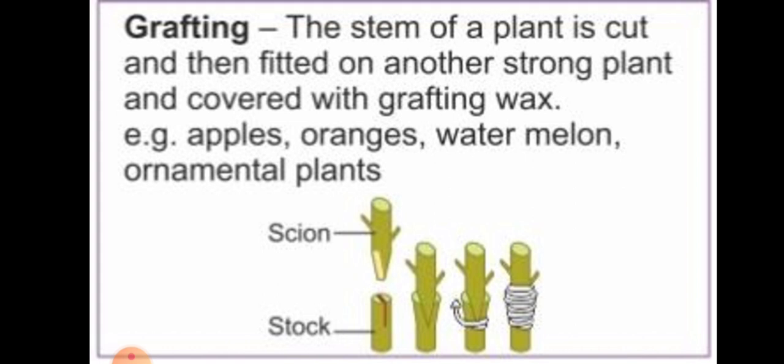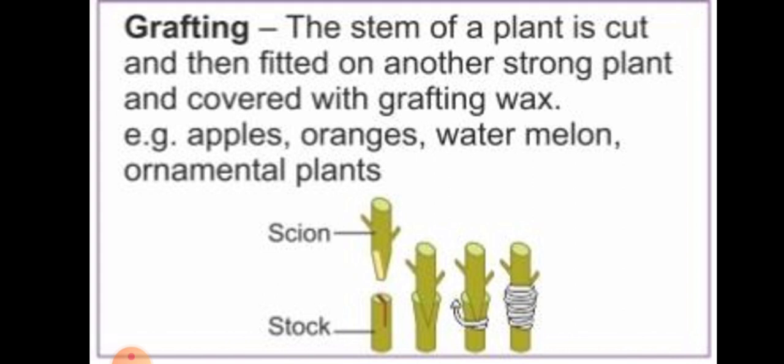You can see in the diagram. So here what happens? The stem of a plant is cut and then fitted on another strong plant. The stem which is cut is called the scion, and it has been fitted on another strong plant called the stalk, and they are covered by what? Grafting wax. Examples we can take: apples, oranges, watermelon, ornamental plants.